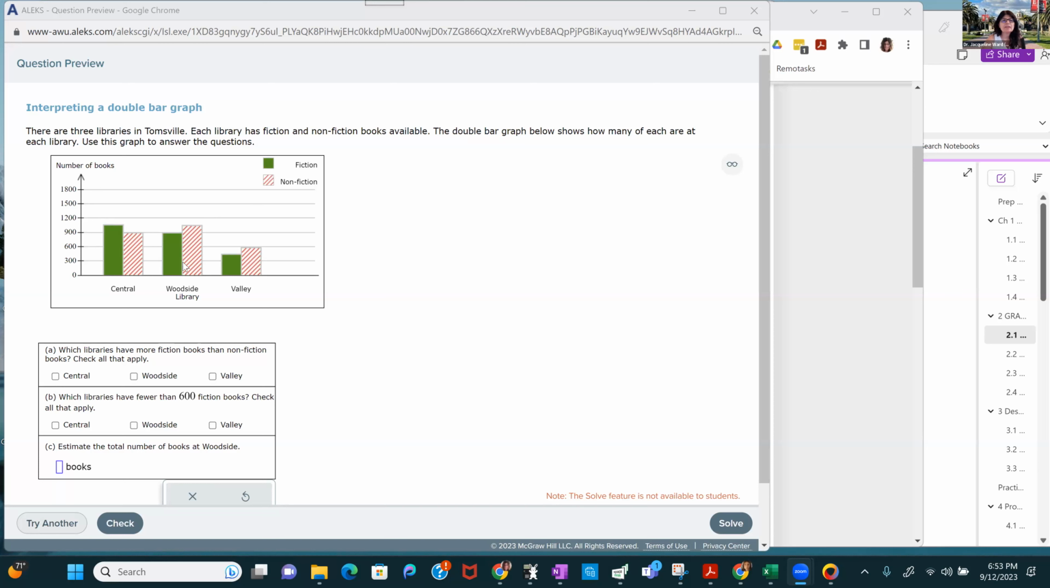Right, more fiction. So the green is taller. And that's at Central, or you could type C. And how about the next question? Which libraries have fewer than 600 fiction books? Yep, Valley does. Whereas these two both have green bars above 600. Estimate the total number of books at Woodside. What do you guys think?